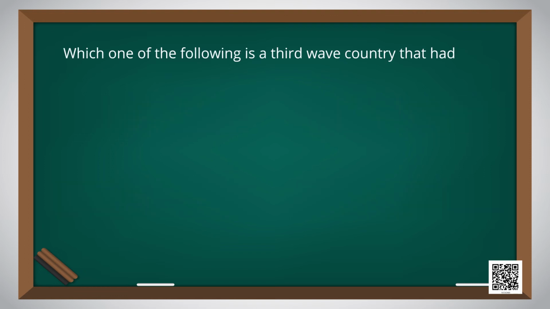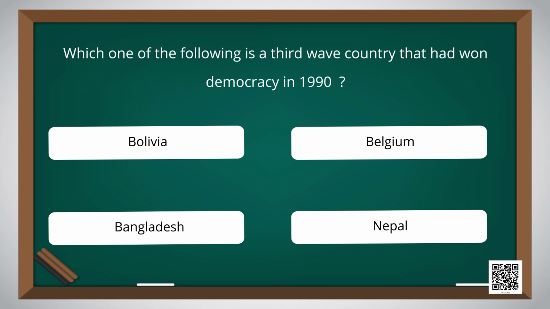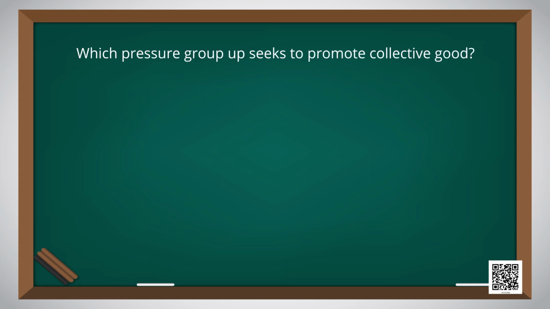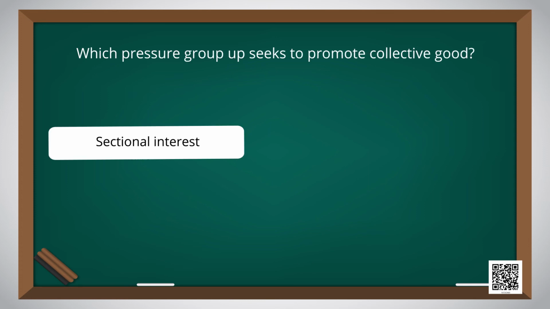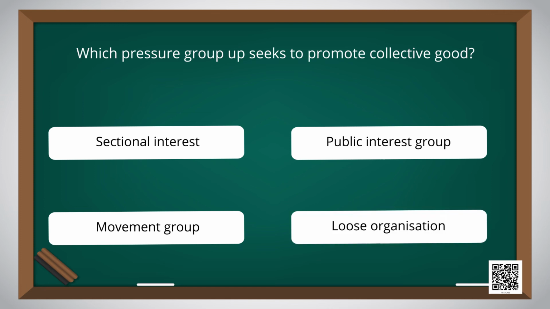Which one of the following is the third wave country that had won democracy in 1990? Bolivia, Belgium, Bangladesh, or Nepal? It is Nepal. So, which pressure group seeks to promote collective good? Sectional interest, public interest group, movement group, or loose organization? Yes, it is public interest group.